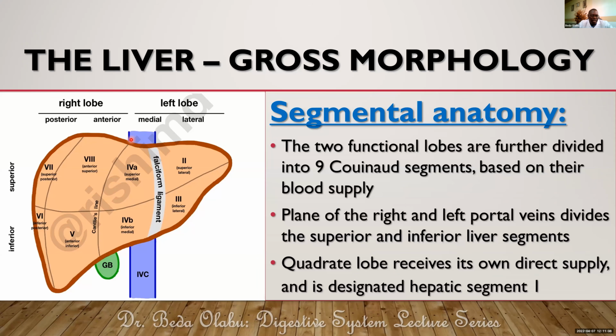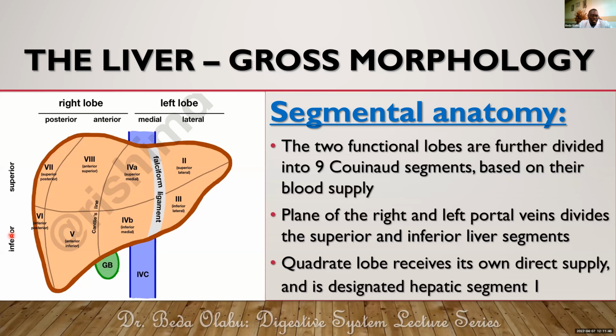Remember, this is the plane of the middle hepatic vein. That Cantley's line is the plane of the middle hepatic vein. This one here will actually be the plane of the falciform ligament, which separates the right and the left anatomical lobes, but it's also the plane of the left hepatic vein. Then this one is the plane of the right hepatic vein, dividing into anterior and posterior segments.